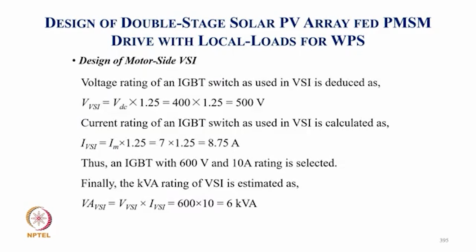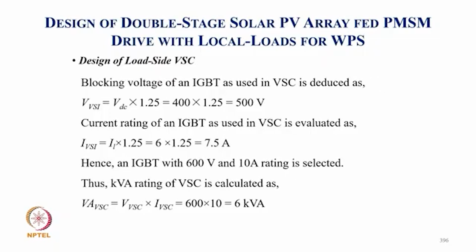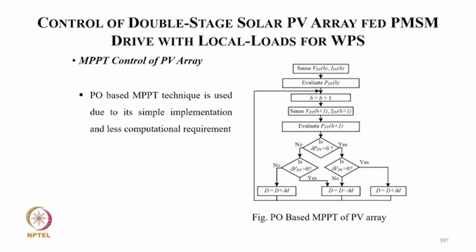So now coming to design of the motor side VSI, the voltage rating of the IGBT switch is calculated from VDC, that comes to 500 volt with safety, and the current rating of the IGBT comes to 2.75, so an IGBT of 600 volt 10 ampere is selected. Finally the kVA rating of the VSI is selected, and the blocking diode of the IGBT used in the VSI is also 500 volt and current 7.5, IGBT selected 600 volt and 10 ampere, and kVA rating of VSI 6 kVA.